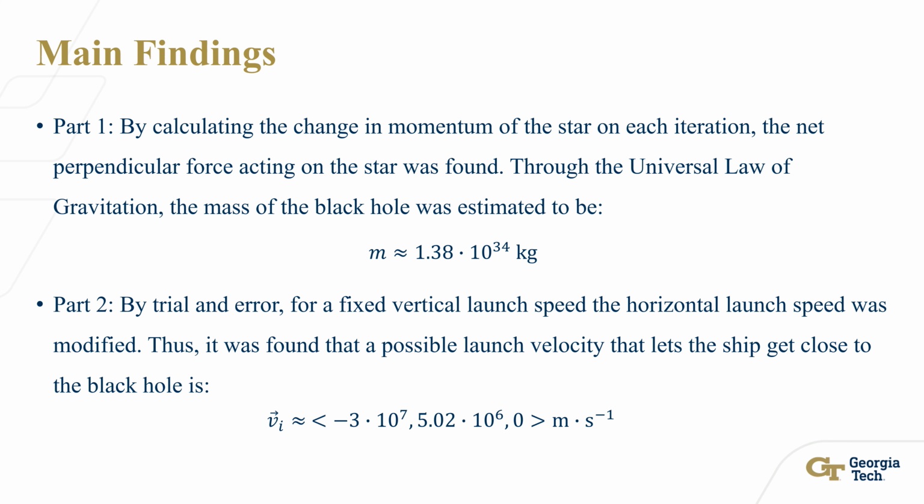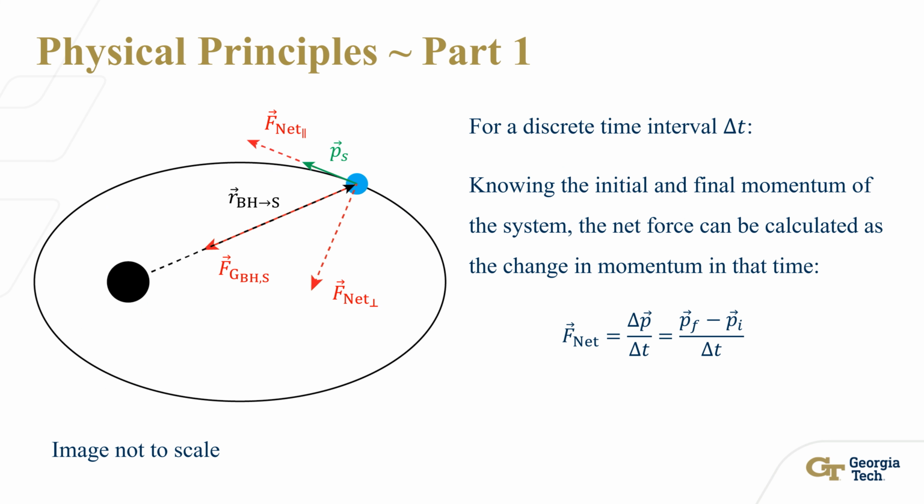By calculating the change in momentum of the star on each iteration, the net perpendicular force acting on the star was found. Through the universal law of gravitation, the mass of the black hole was estimated to be roughly 1.38 times 10 to the 34 kilograms. By trial and error for a fixed vertical launch speed, the horizontal launch speed was modified.